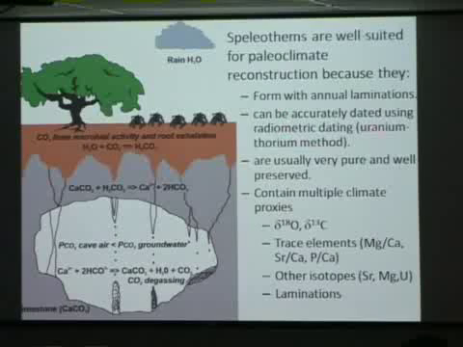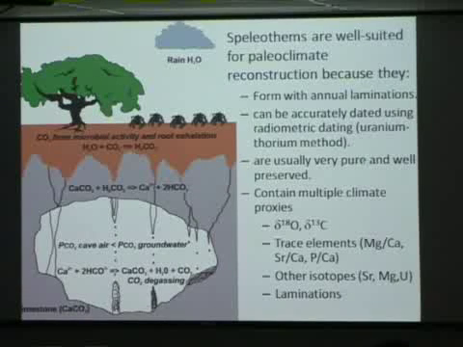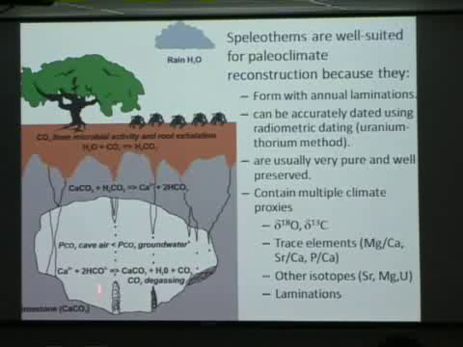And one of the most important reasons why these are incredibly useful is that we can actually date them very precisely using uranium-thorium methods, which I'm not going to go into detail about, but relative to some other terrestrial paleoclimate archives, this method has many advantages over some of the dating methods that we apply to lake records, for instance. They also tend to be very pure and well preserved, and they come from these caves, which are pretty sheltered environments.